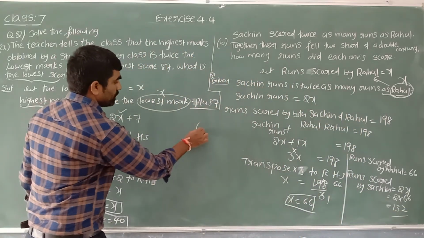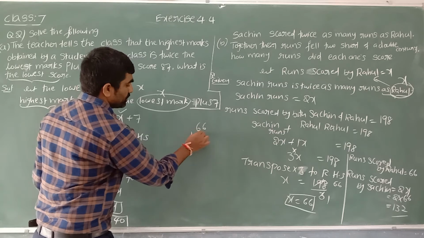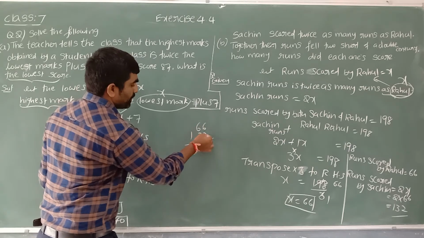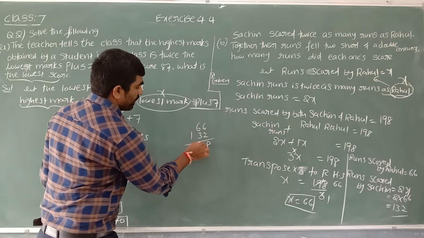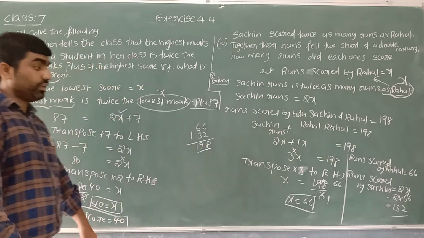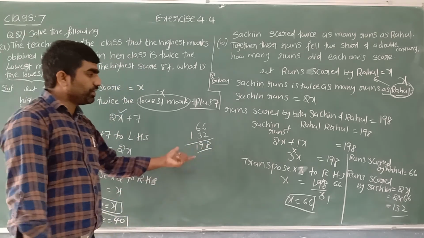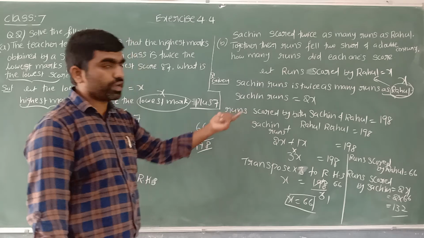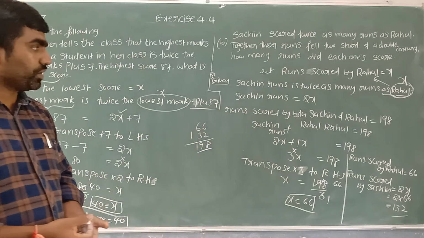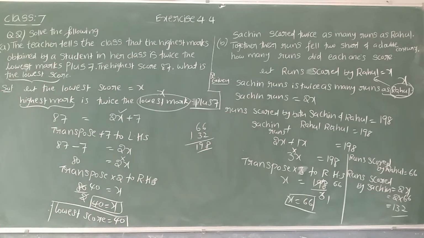So let us go for checking. 66 plus 132. 6 plus 2 is 8. 6 plus 3 is 9, so 198. Both together 198 runs. So that is the way we can identify the unknown value and simplify it.